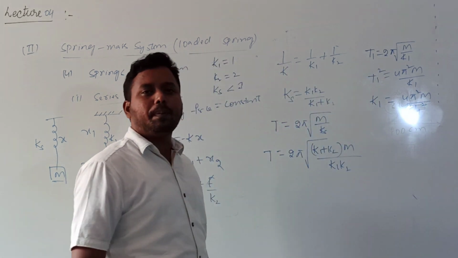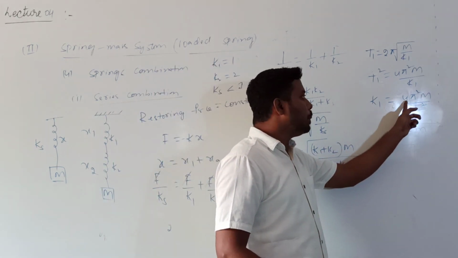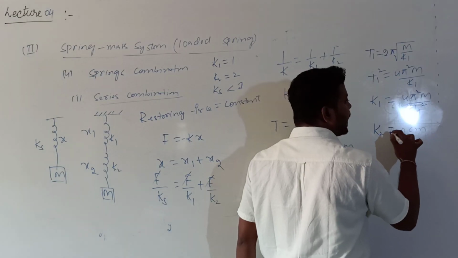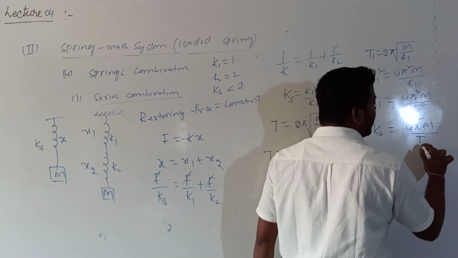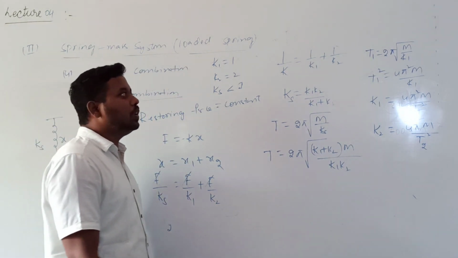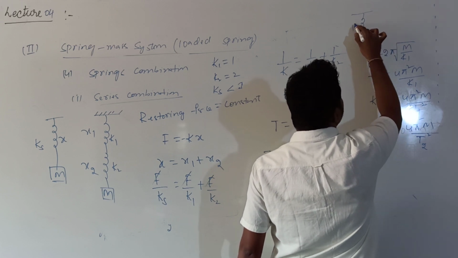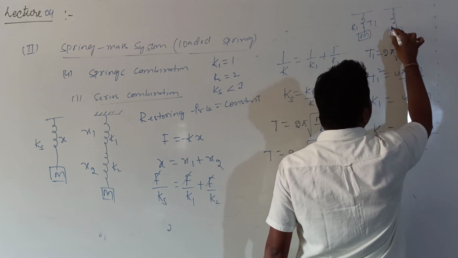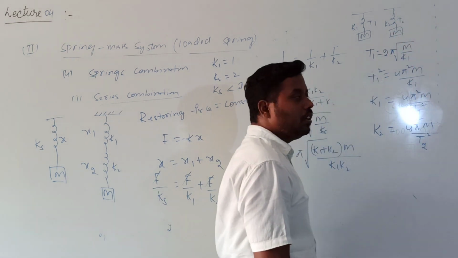Whenever a spring of spring constant K1 is attached to a block of mass M, K1 is given by 4 pi square into M divided by T1 square. If the same mass is connected to the second spring, and the time period is T2, I get K2, the spring constant of the second spring, as 4 pi square into M divided by T2 square. So what I did: first I took the first spring, connected a block of mass M, spring constant K1, time period T1. Second, I took another spring of spring constant K2, mass M, and this time period is T2. Now what I did?